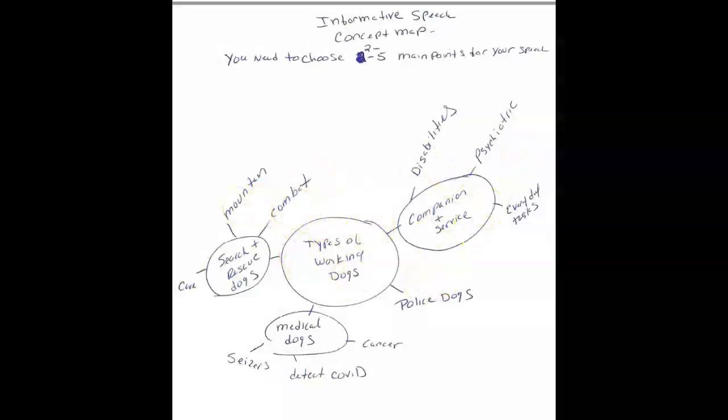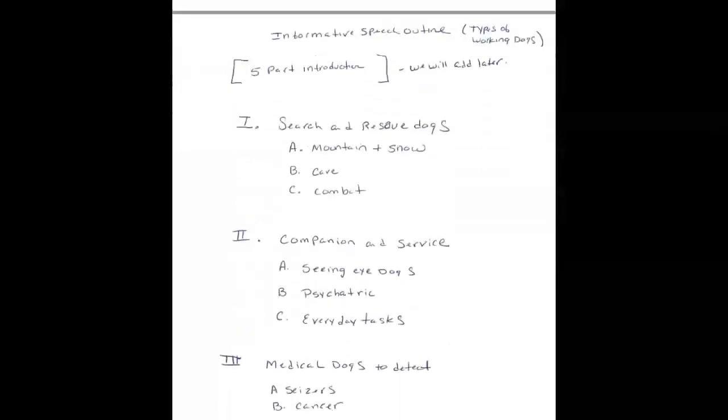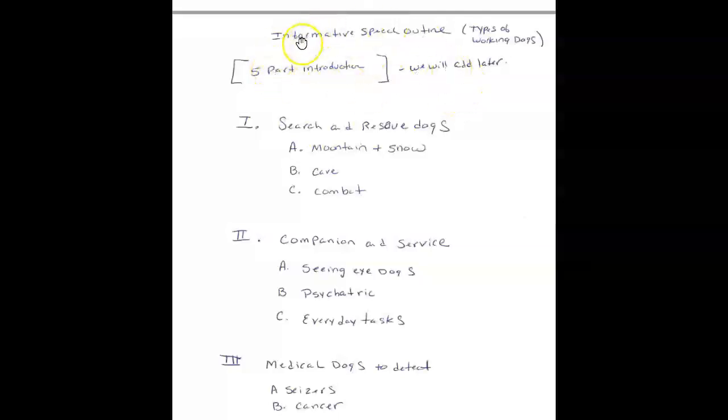So let's look at that outline and see what it looks like. So here's my informative outline that I've put together off of my concept map. And you can see here that I have my 5-part introduction, which we'll add later. And then I've got my 3 main points, my search and rescue dogs, my companion and service dogs, and my medical dogs. From my bubble on search and rescue dogs, I've added in my mountain and snow dogs, my cave rescue dogs, and my combat rescue dogs.